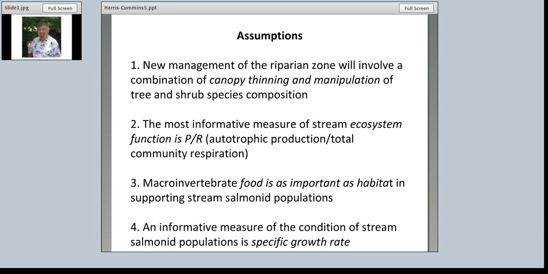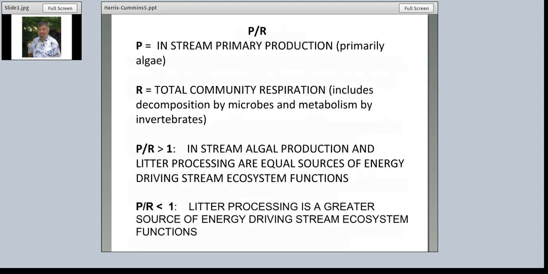And the fourth assumption is that the measure of the success of any management plan involving the riparian zone, in which salmonid populations are the ultimate target, will be specific growth rates in the population, the specific growth rate per individual, averaged over the population as a measure of how well a salmonid population is doing.